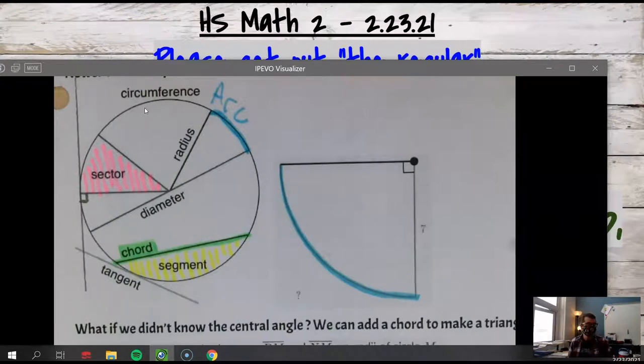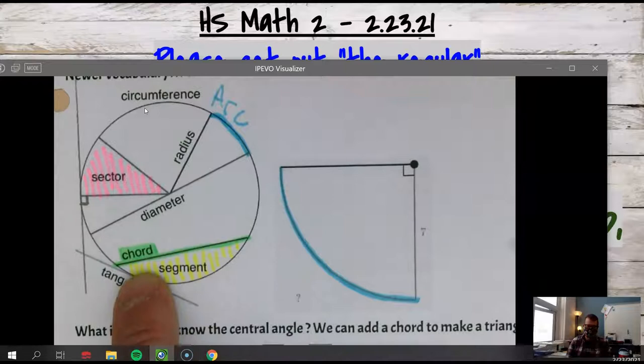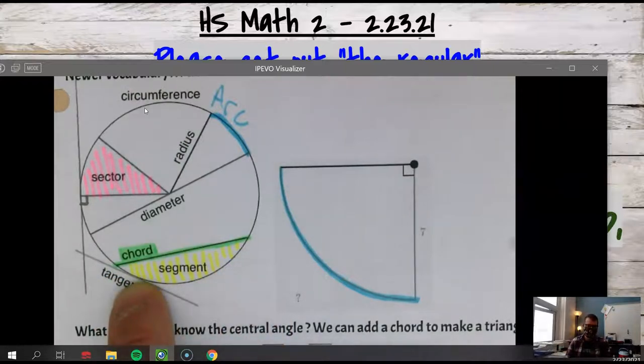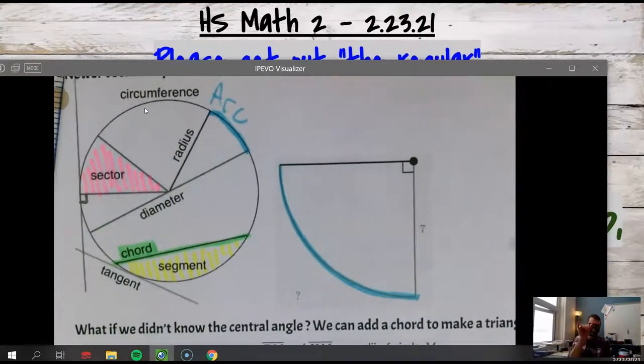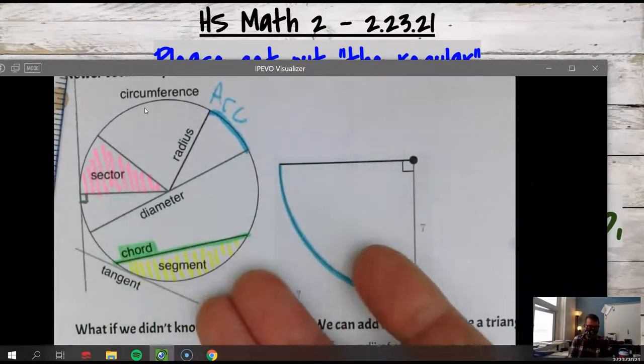So, I got distracted by Amar not having his glasses. Segment is the section of the circle between the chord and the outer edge of the circle. So segment, and this is what sucks, right? We're used to a line segment, but a segment here is a two-dimensional section, actually.